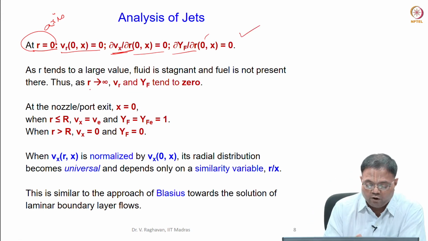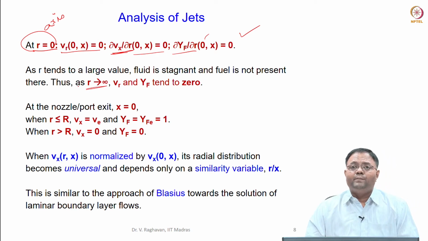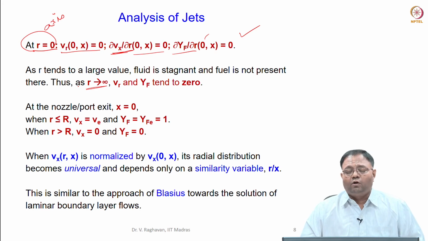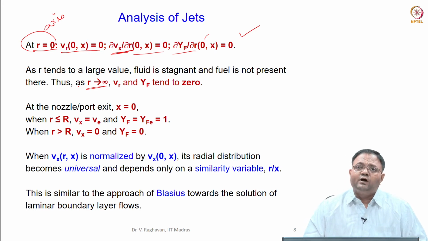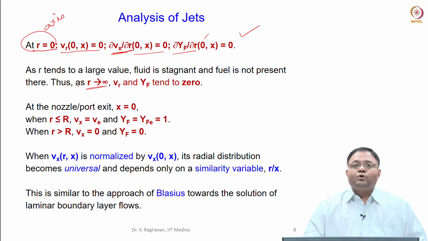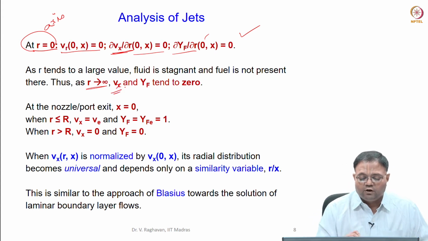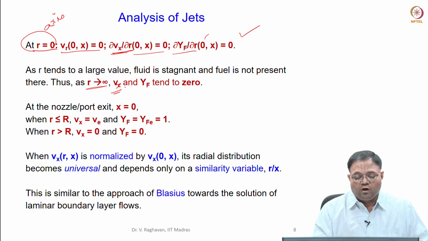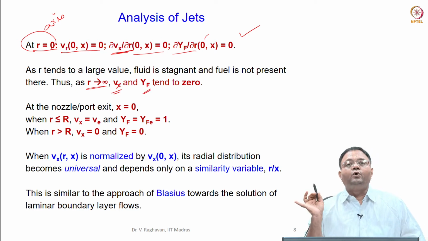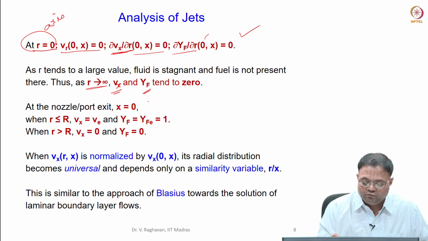Then we see far off radius, or r tending to infinity. As I told you, it may not be exactly infinity, you cannot use infinity. If you numerically want to solve this, we have to go for say 100 times the radius or something like that. So, a long far field you take. There you can see that asymptotically the value of Vx, the velocity, and the Yf tend to 0, correct. Even Vr will be 0, so Vr also will tend to 0.